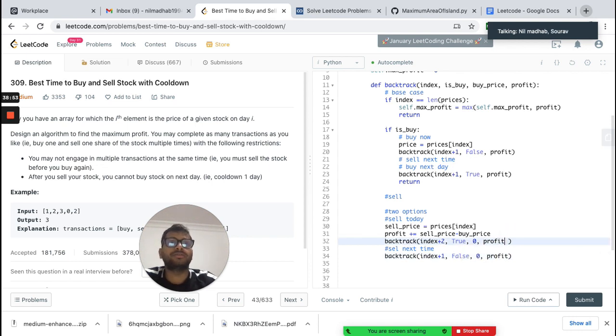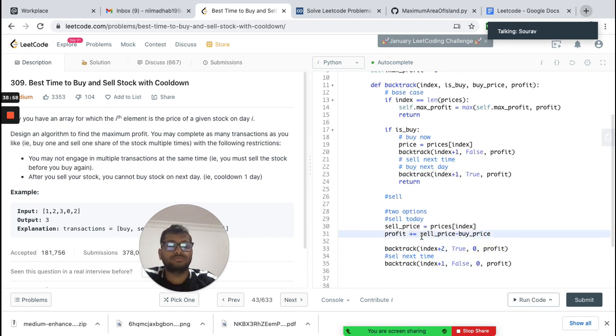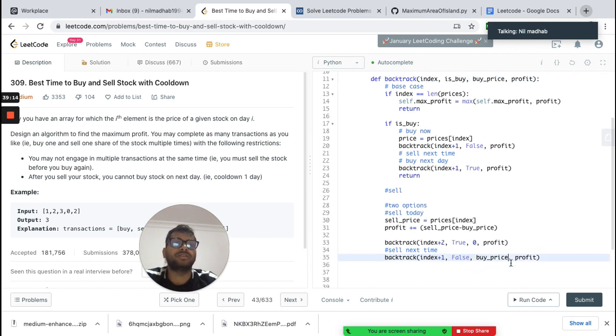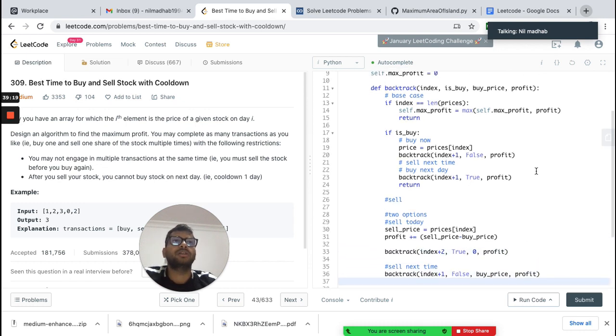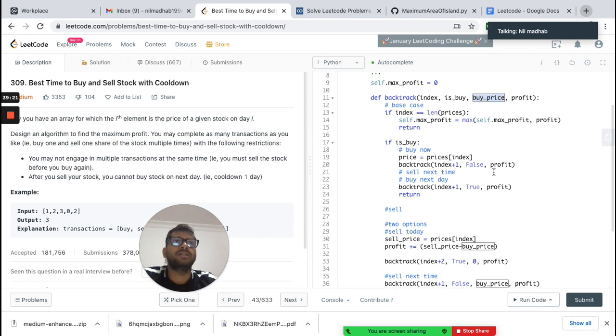But in the sell next time, shouldn't it be the buy price? Which line? In line 35. In line 35, the sell next time will be buy price, right? Yes, because we have not sold it yet, so I have to do it the next time. So we have the buy price and profit. So I also put buy price in here, and also in here.